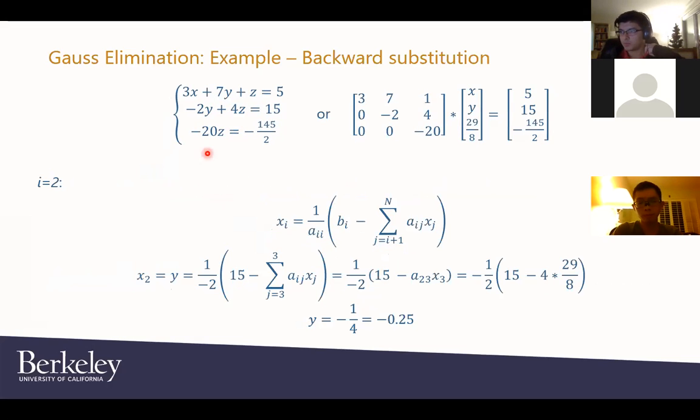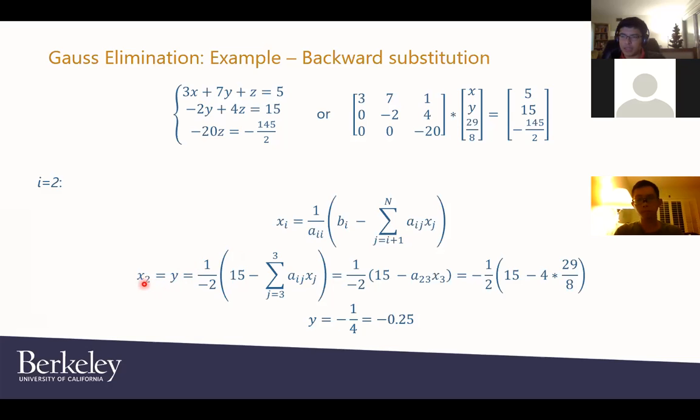So this is the state of our matrix right now. We already know z. This guy is already known. So we go to the previous row, i equals 2. We have the same expression as before, and now the summation actually makes sense.